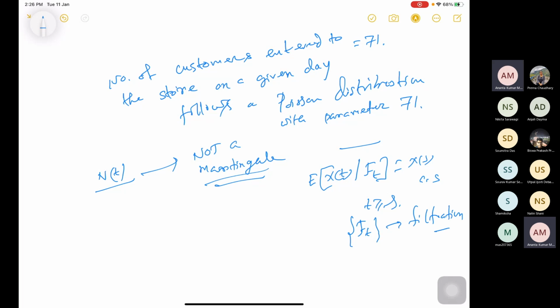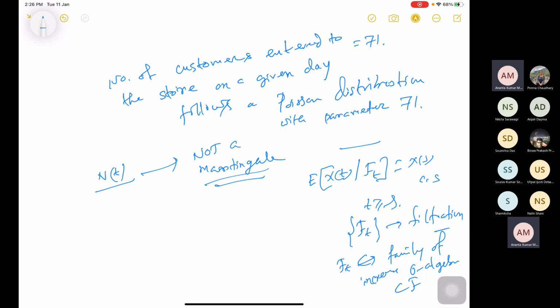Filtration means basically a family of sigma algebras, an increasing family of sigma algebras, which is a subset of A. Okay, this is the filtration. And so the expectation of X_t given F_s is equal to X_s almost surely. If this happens, we say that the process X_t is a martingale.